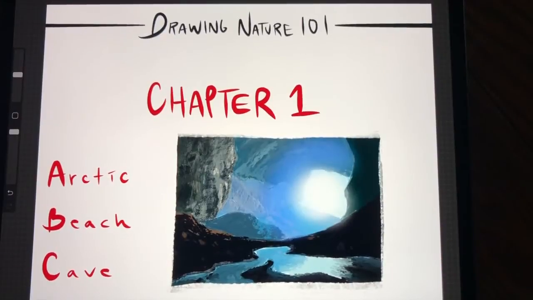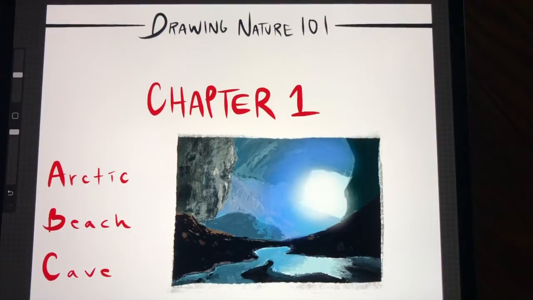Welcome, of course, to Drawing Nature 101, where we go through objects in our environment from A to Z. In this chapter, we're going to be covering the letters A, B, and C, where we're going to be going through the Arctic, a beach, as well as a cave. So buckle up, guys. We're going to learn a ton in these lessons.